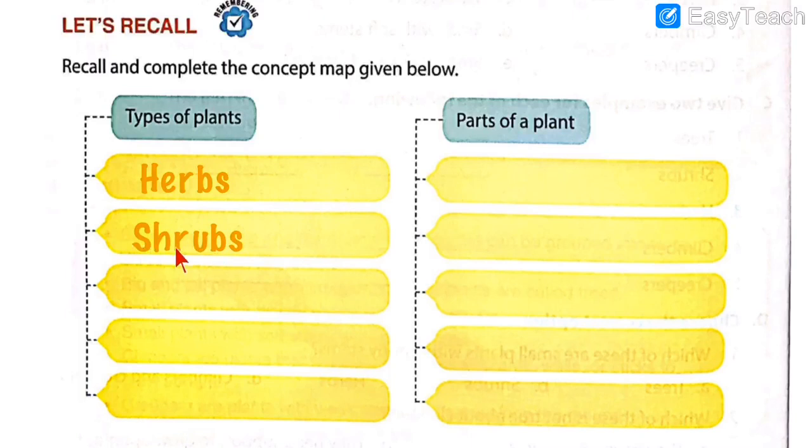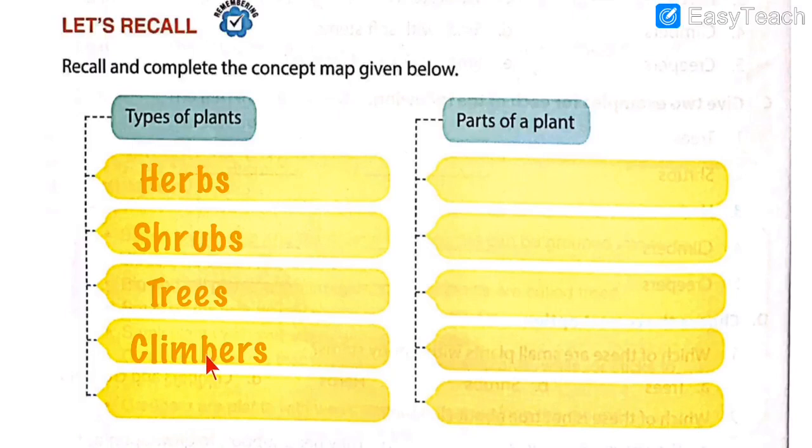Number 2, shrubs. Small plants with woody stems are called shrubs. Number 3, trees. A big and tall plant with a strong and woody stem, that is the trunk, is called a tree.